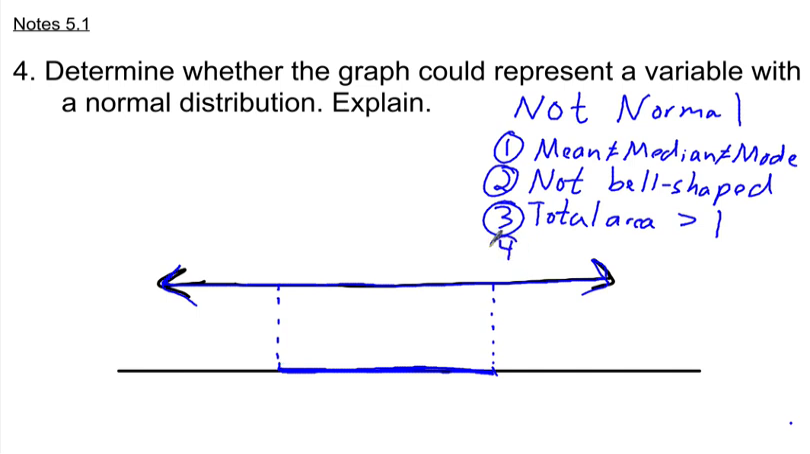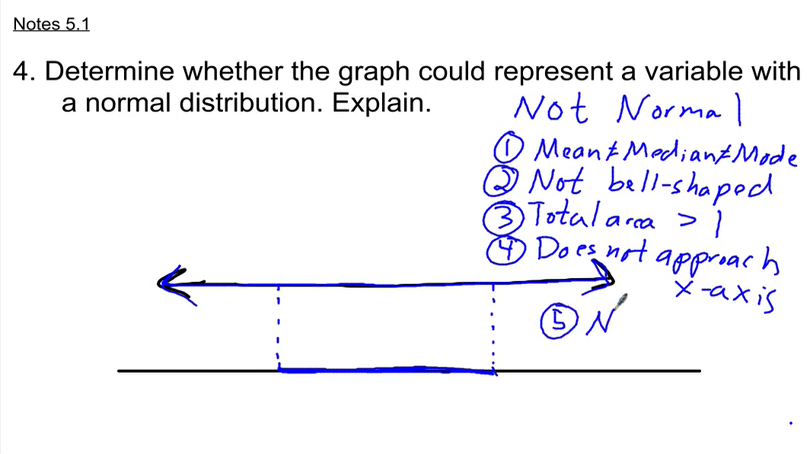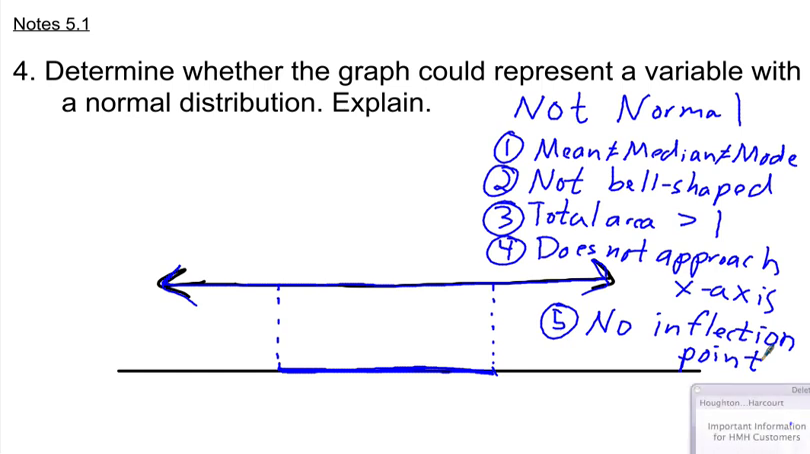We violate number 4 because this distribution does not approach the x-axis. And finally, we violate number 5. We don't have any of those inflection points that occur at one standard deviation away from the mean in both the positive and the negative direction.